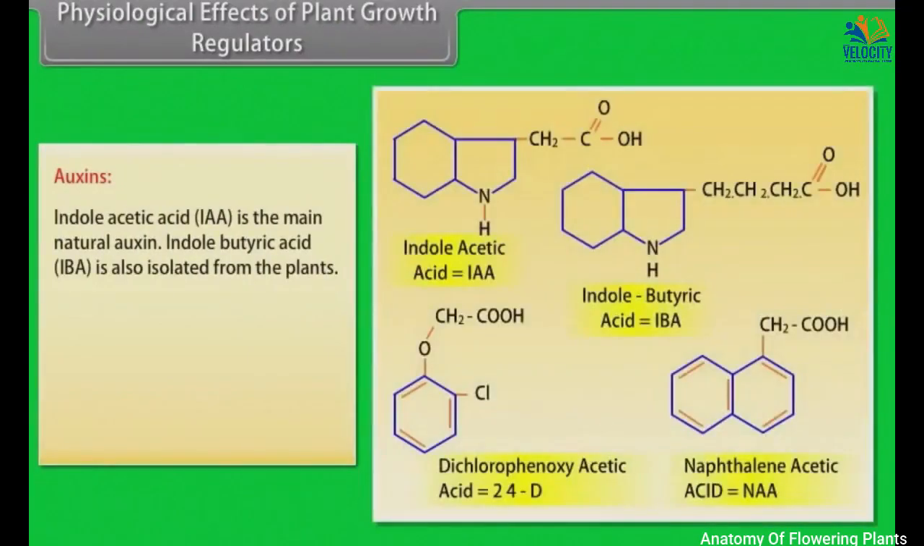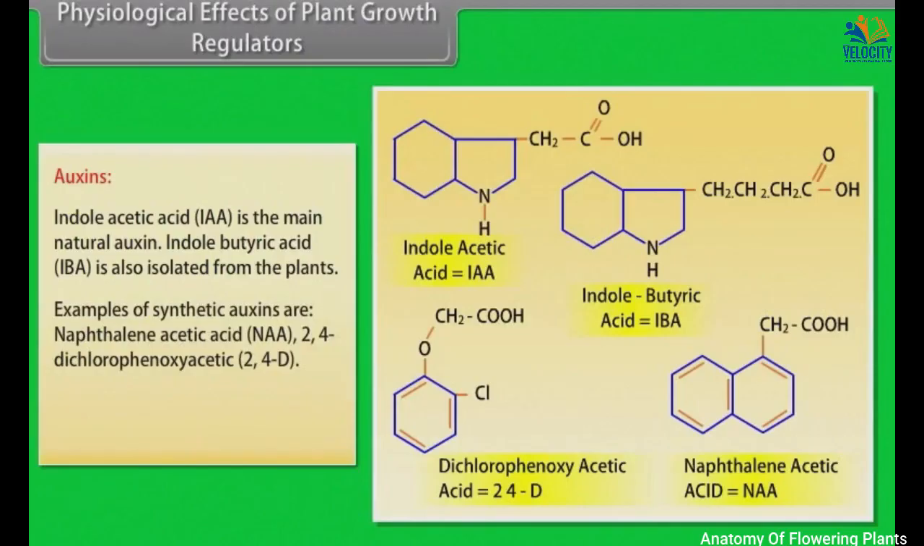Physiological effects of plant growth regulators. Auxins. Indole acetic acid is the main natural auxin. Indole butyric acid is also isolated from the plants. Examples of synthetic auxins are naphthalene acetic acid and 2,4-dichlorophenoxyacetic acid. All these auxins are very useful in the agricultural field.